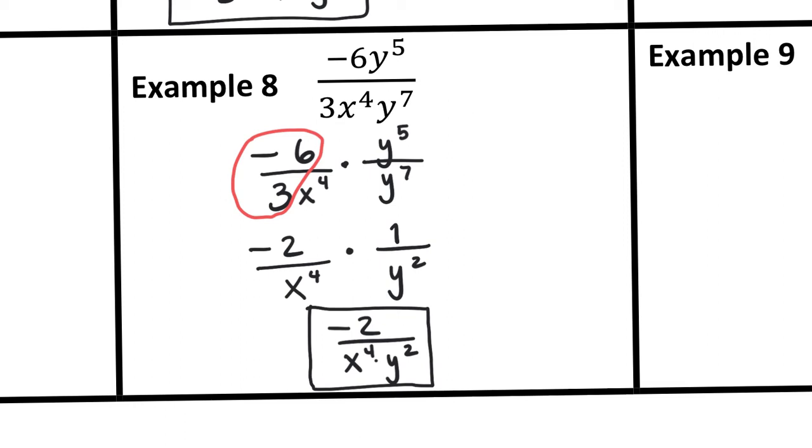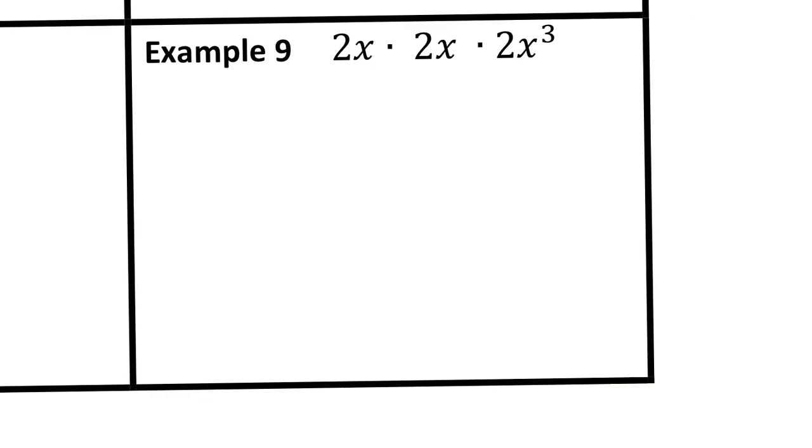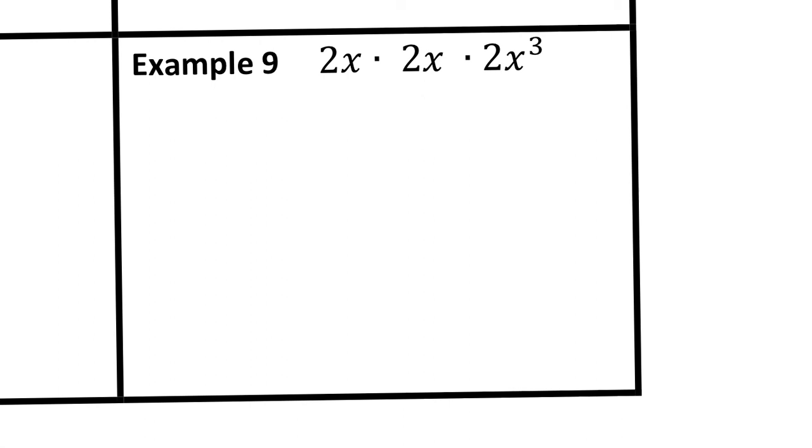And so then let's go to example 9. Here I have a 2, 2, 2, and then I have an x, and an x to the 3rd. Okay, so if I group them together, I have 2 times 2 times 2.